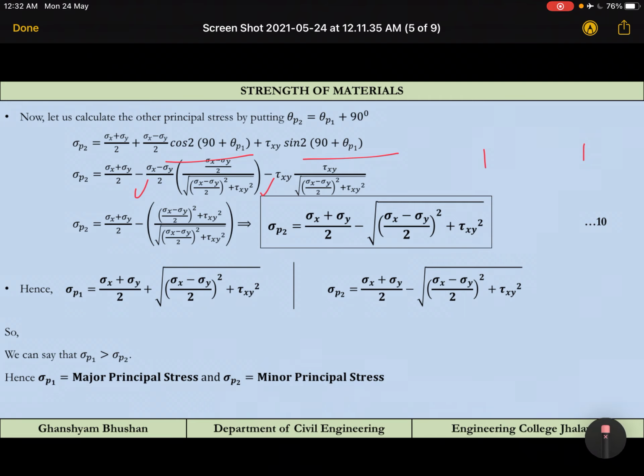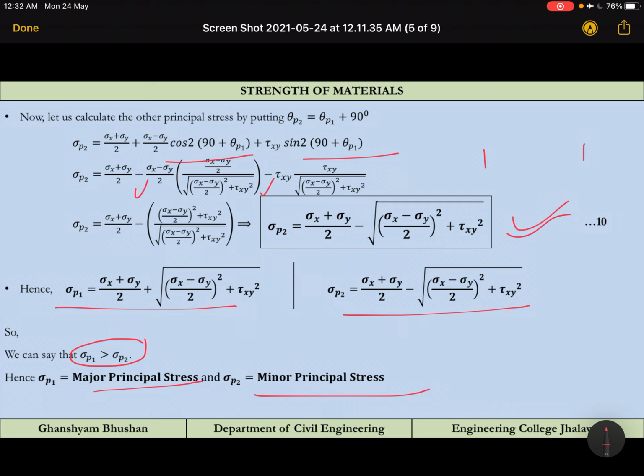So this is your sigma p2. Now you can see it is (sigma x plus sigma y) by 2 minus under root of ((sigma x minus sigma y) by 2) whole square plus tau xy whole square. So this is sigma 1, this is sigma 2. Only this plus and minus sign is the difference. So you can see from this equation that sigma p1 is greater than sigma p2. So sigma p1 will become the major principal stress and sigma p2 will become the minor principal stress.